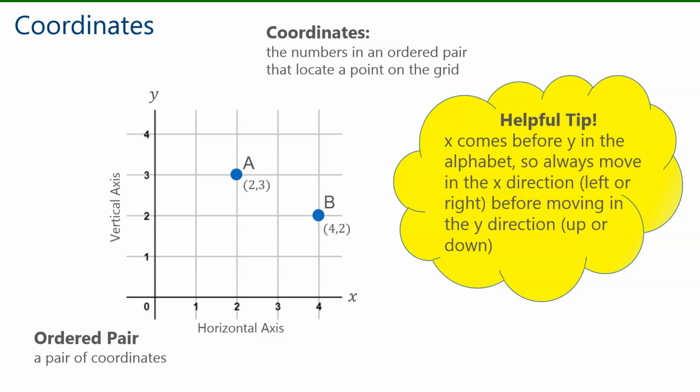What are the coordinates of point C? This time, when we start at 0, we notice that we don't need to move right, so the first coordinate is 0. Next, we move 1 unit up, so the coordinates of point C are 0, 1. Finally, what are the coordinates of point D? Starting at 0, we would need to move 3 units right, but 0 units up. So the coordinates of point D are 3 and 0.